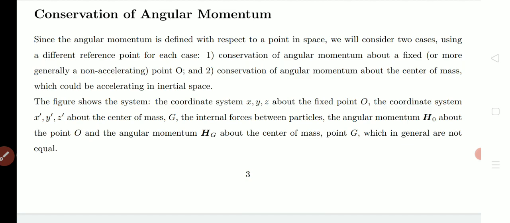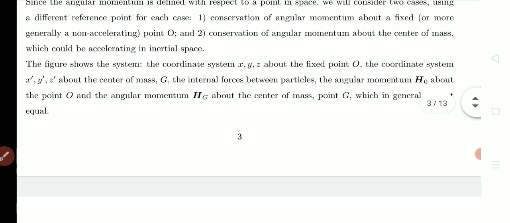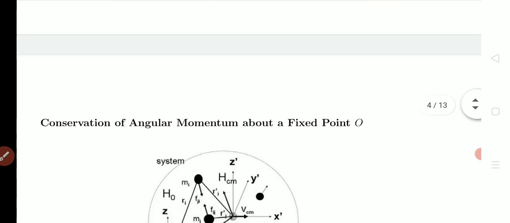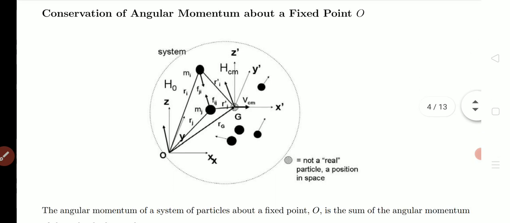The figure shows the system, the coordinate system xyz about the fixed point O, the coordinate system x' y' z' about the center of mass G, the internal forces between particles, the angular momentum H_O about the point O, and the angular momentum H_G about the center of mass point G, which in general are not equal. Now, conservation of angular momentum about a fixed point O.